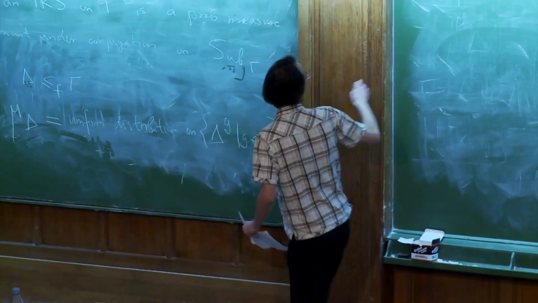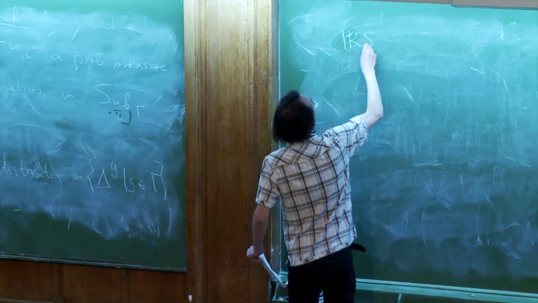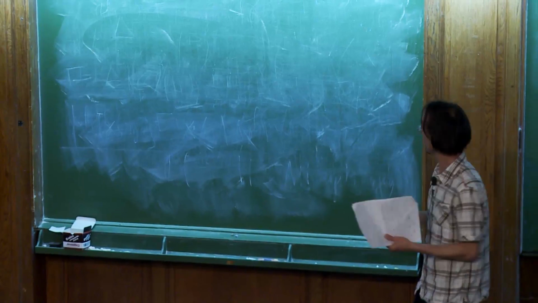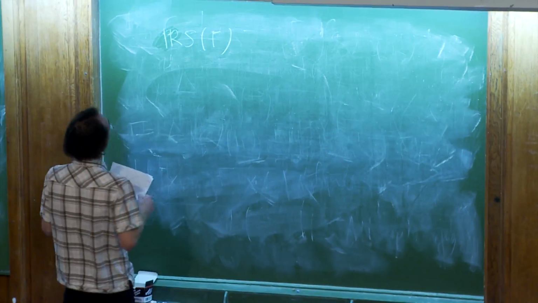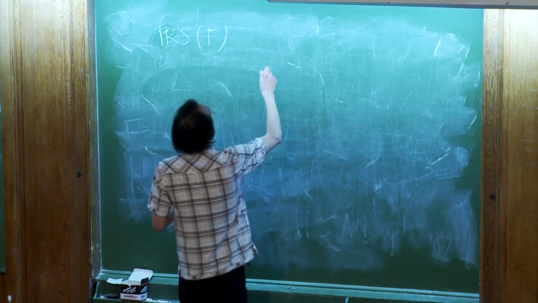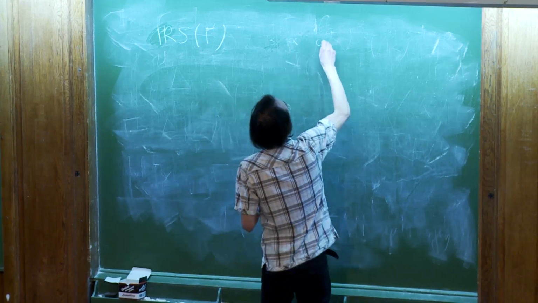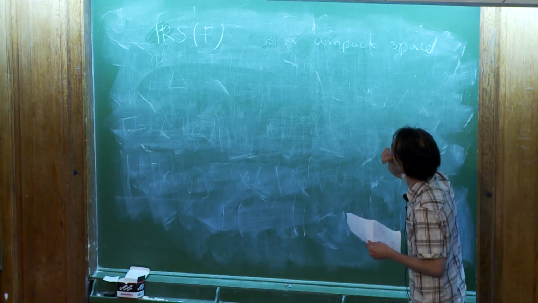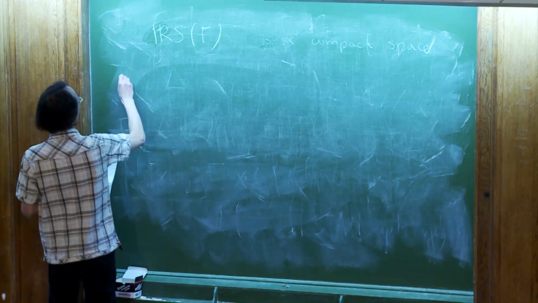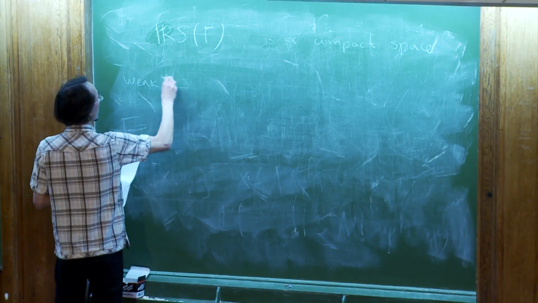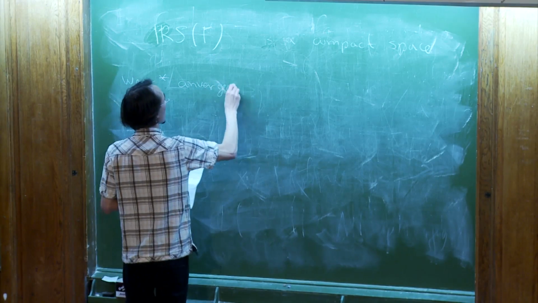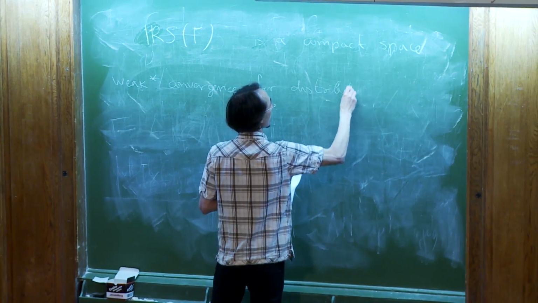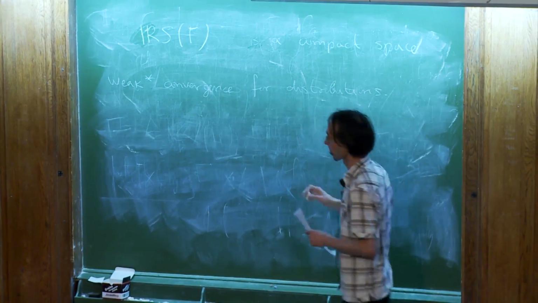And by IRS of gamma, I would denote the set of all invariant random subgroups on gamma. And this itself is a compact space. And we have the notion of weak star convergence for distributions.